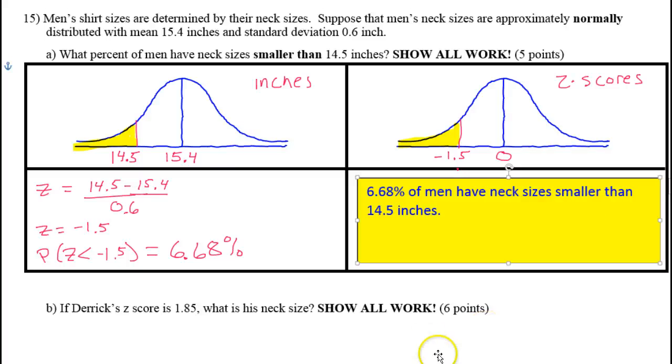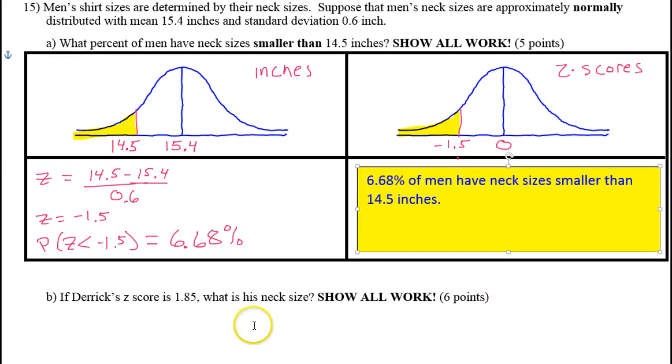Alright, let's keep going and squeeze in this other part here. If Derek's z-score is 1.85, what is his neck size? So this problem is written backwards. We're given the z-score and we're supposed to work back to find the neck size. So we're still going to just use the z-score formula.